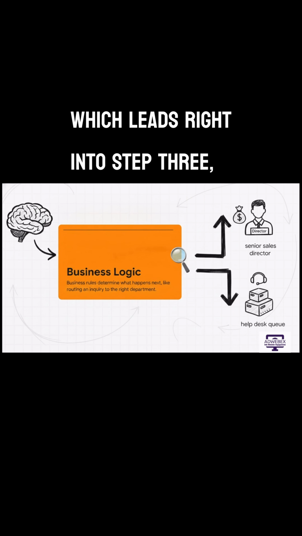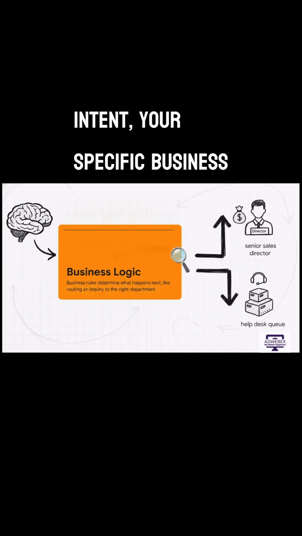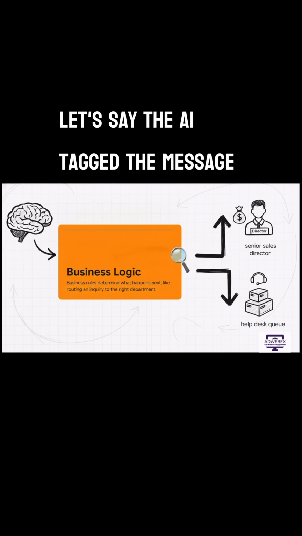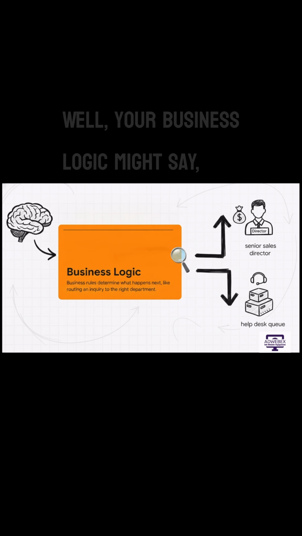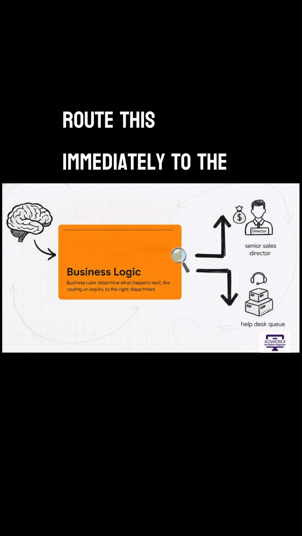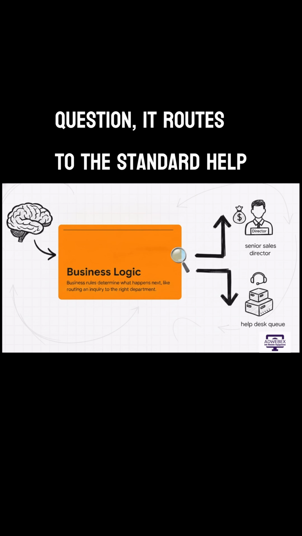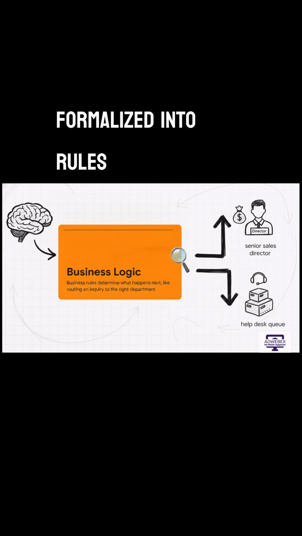Which leads right into Step 3, business logic. Once the AI understands the intent, your specific business rules dictate exactly where this information needs to go. Let's say the AI tagged the message as a high-value sales inquiry from a massive enterprise. Well, your business logic might say, route this immediately to the senior sales director. But if it's just a routine support question, it routes to the standard help desk queue. It's essentially your company's brain formalized into rules.